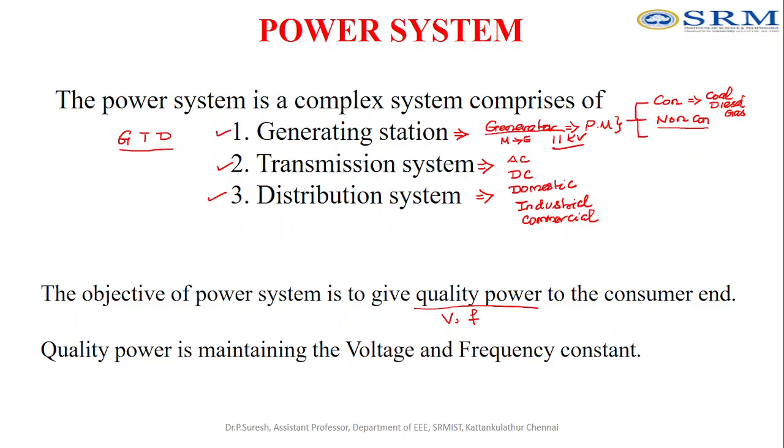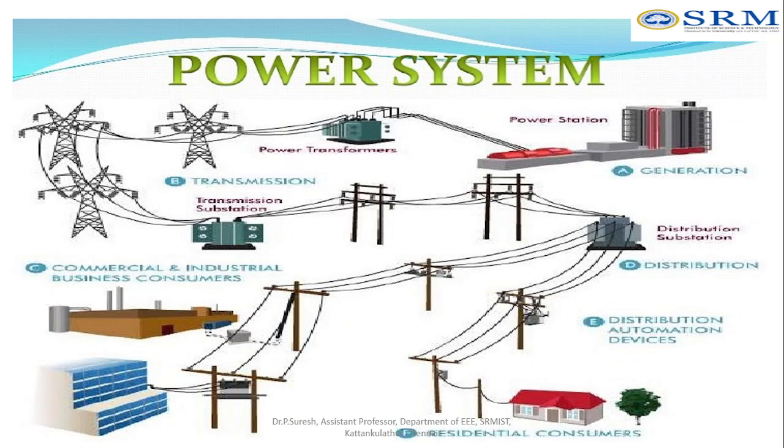This is the block diagram of a power system. This is the place where we have generation, and the power is generated here. Once the power is generated, it is transmitted, so this is the transmission system. Once it is transmitted, we go for the distribution system. So generation, transmission, and distribution.